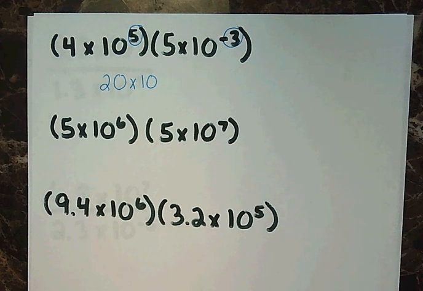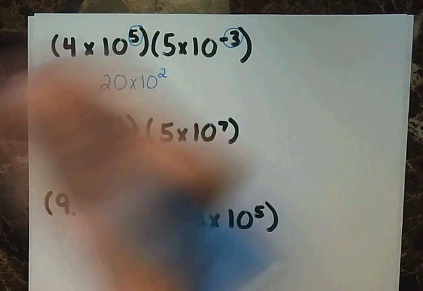So what's the same as 5 minus 3? What's 5 minus 3? 2. 2. So we have 20 times 10 to the second.